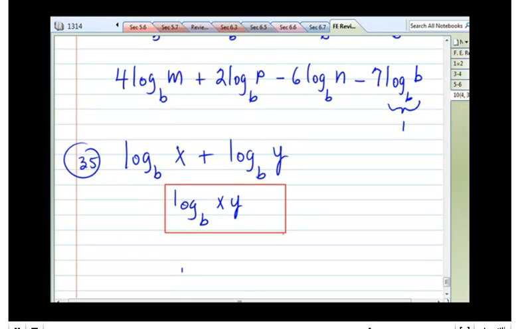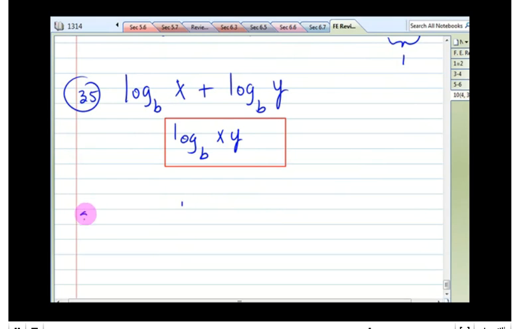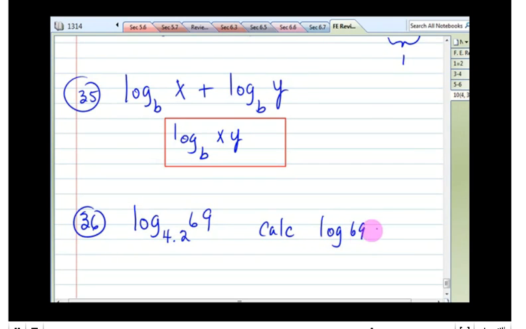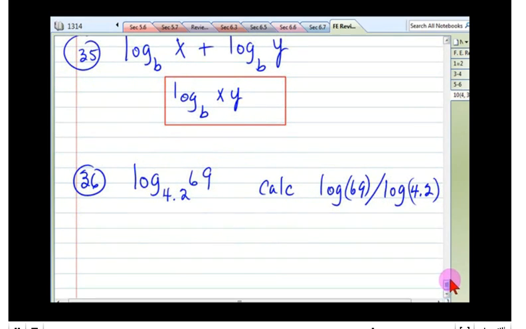36 is a calculator question. So be sure that if it says change of base, you know to do it on the calculator. Log base 4.2 of 69. In the calculator, you're going to do log 69 divided by log 4.2, with each in parentheses. So just the log of the argument divided by the log of the base. And you should get 2.9504?